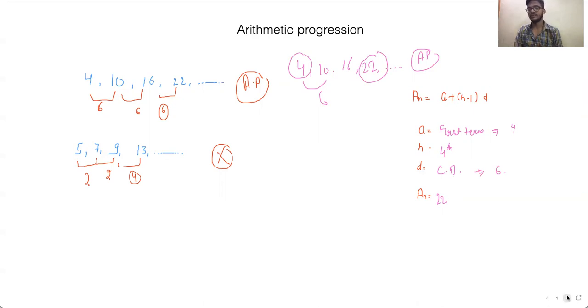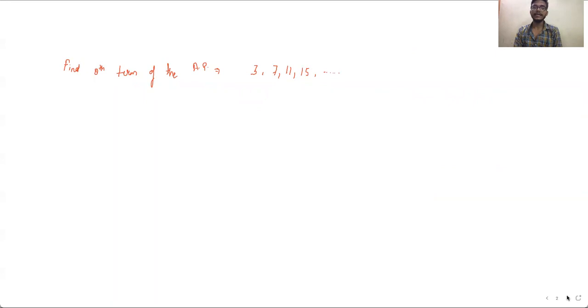Let's see an example. Find the eighth term of the AP 3, 7, 11, 15. First of all, we have to check whether this series is arithmetic or not. How can we check that? The difference 7 minus 3 equals 4. The difference 11 minus 7 equals 4. The difference 15 minus 11 is always equal to 4. So now we can say that this series is an arithmetic progression.